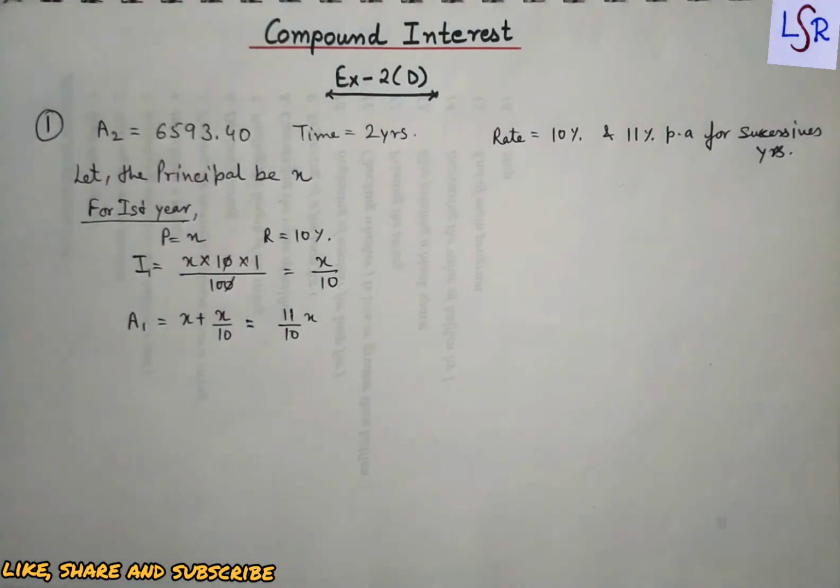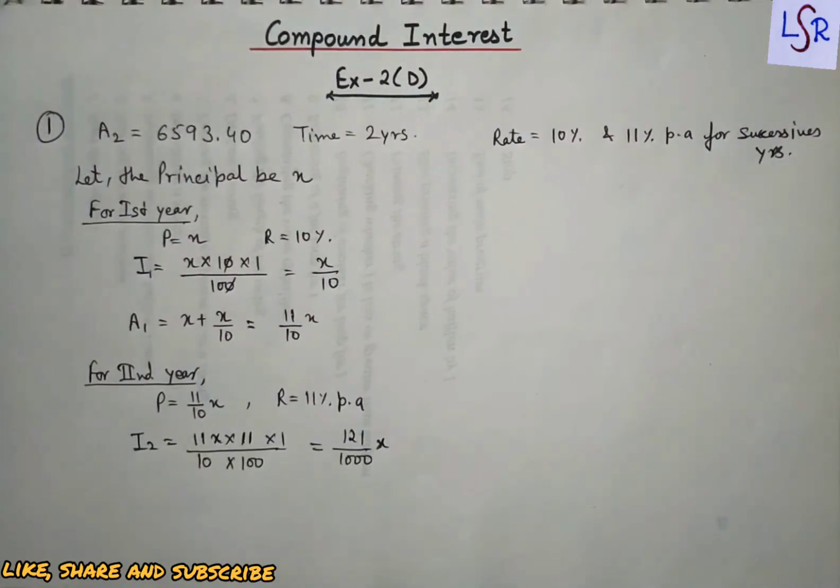Now this will become the principal for the second year. And here the rate will be 11% per annum. Now here we get the interest for the second year as 121 upon 1000 x. Now we'll go for the amount of the second year, and here we get the amount for the second year.